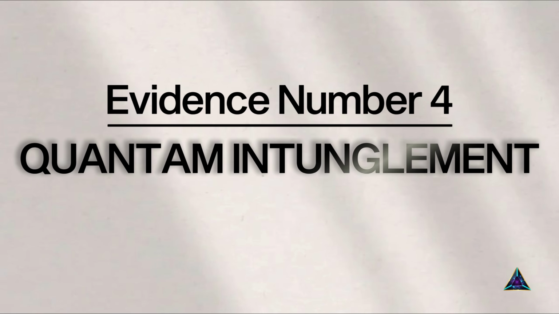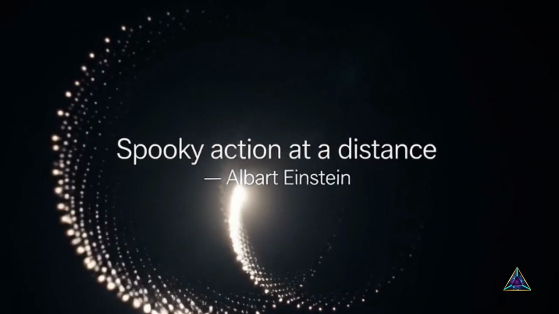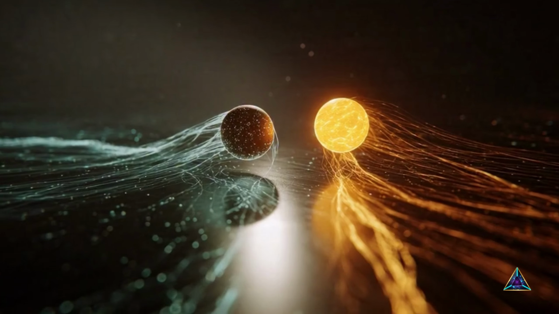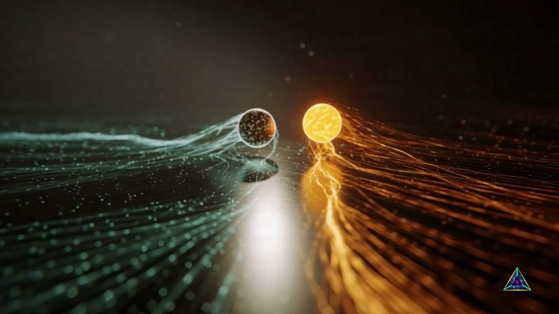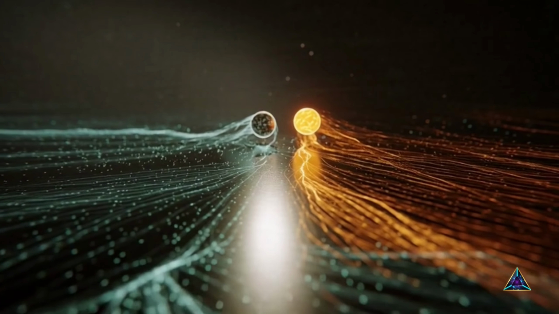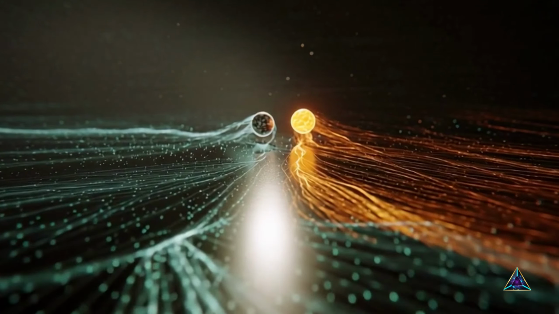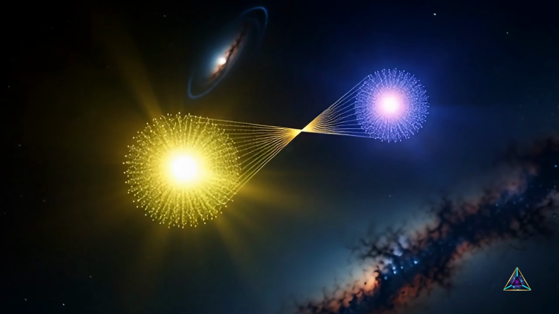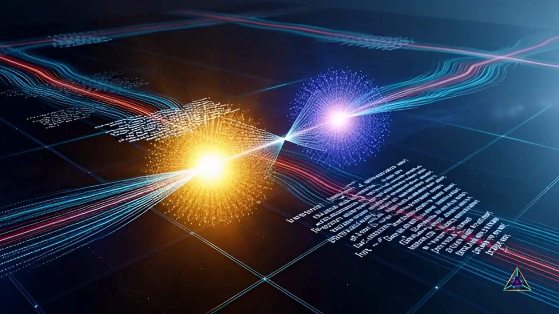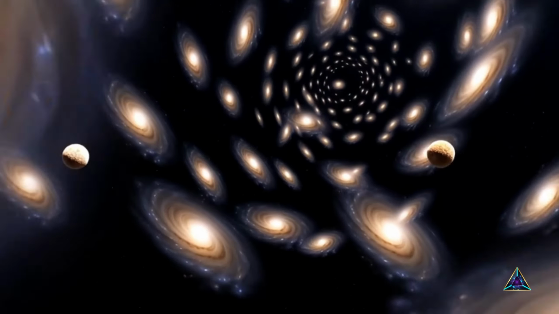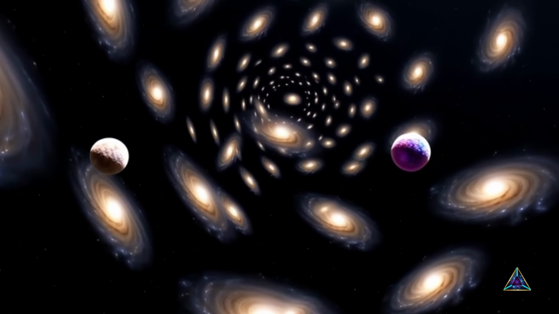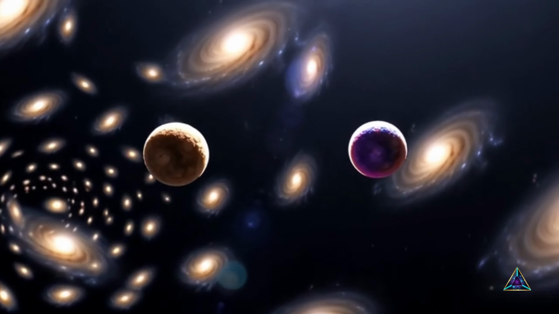Evidence number 4. Quantum entanglement. Einstein called it spooky action at a distance. When two particles are entangled, measuring one instantly affects the other, even if they're on opposite sides of the universe. No signal travels between them. The change is instantaneous.